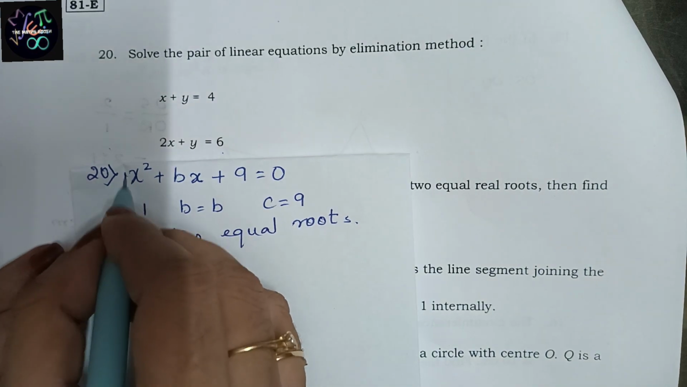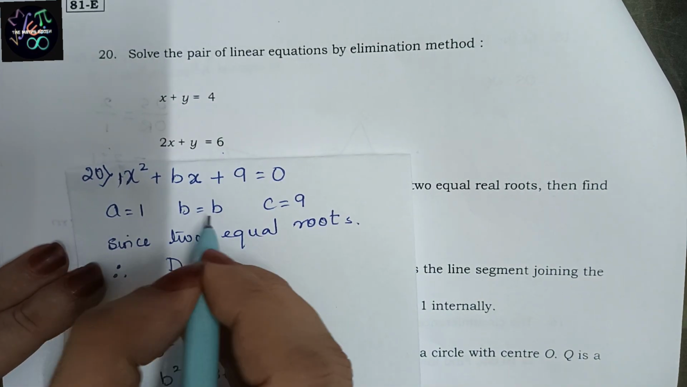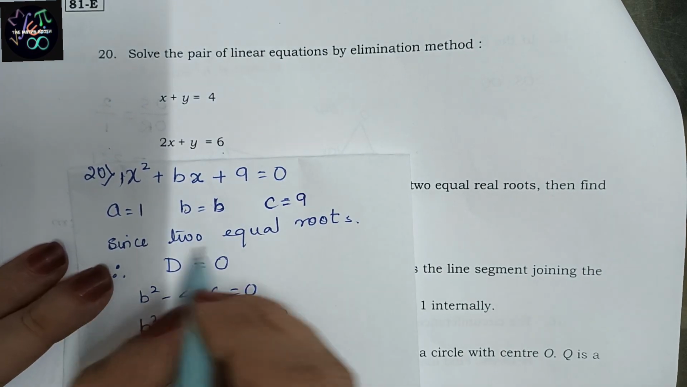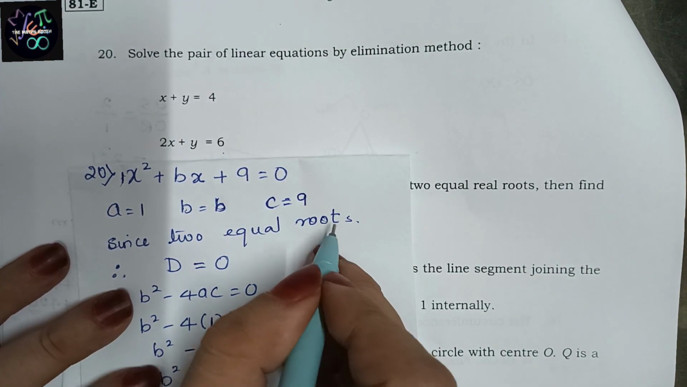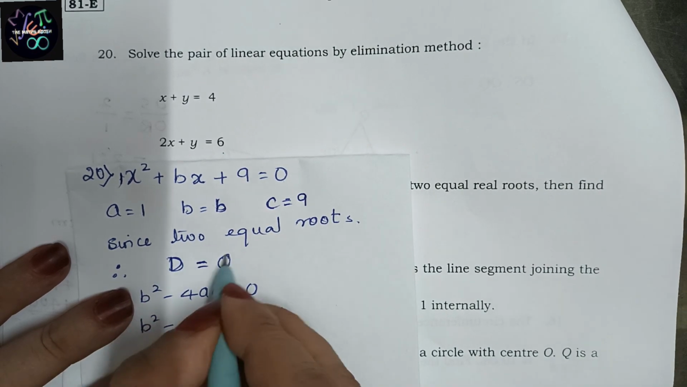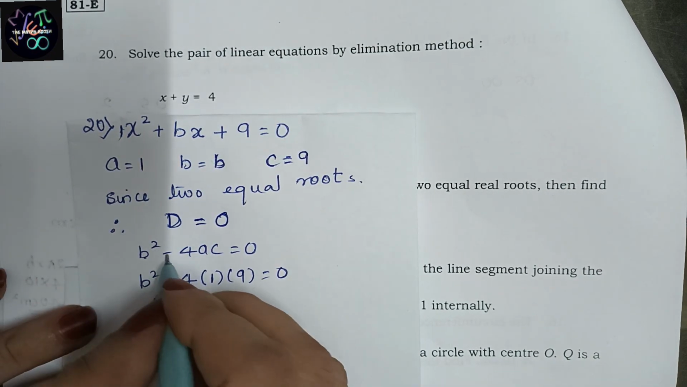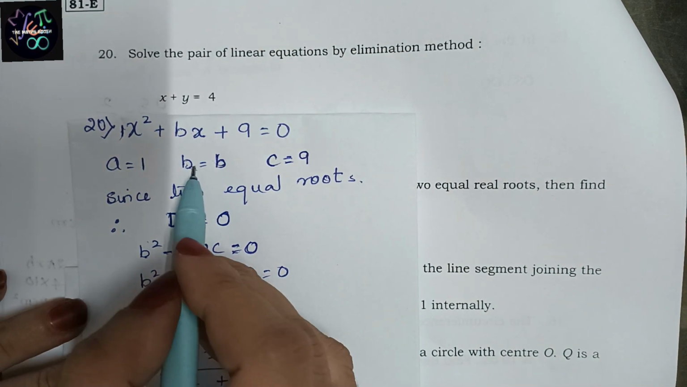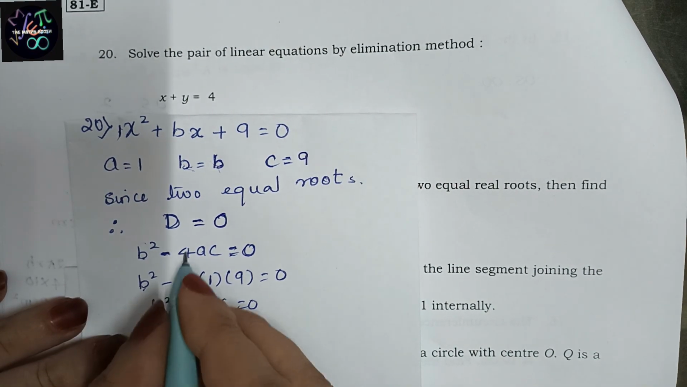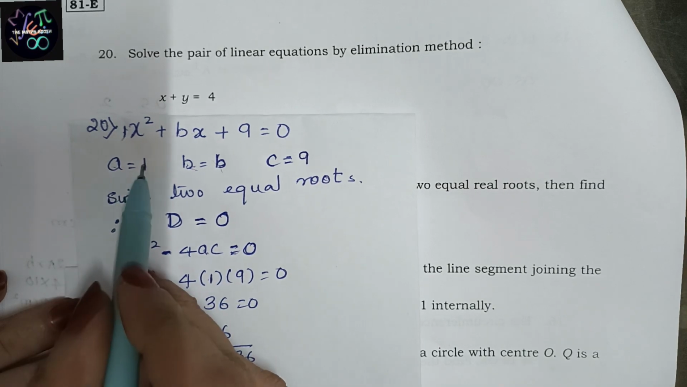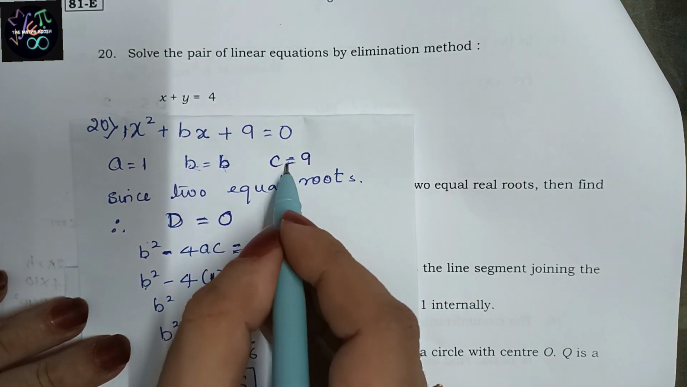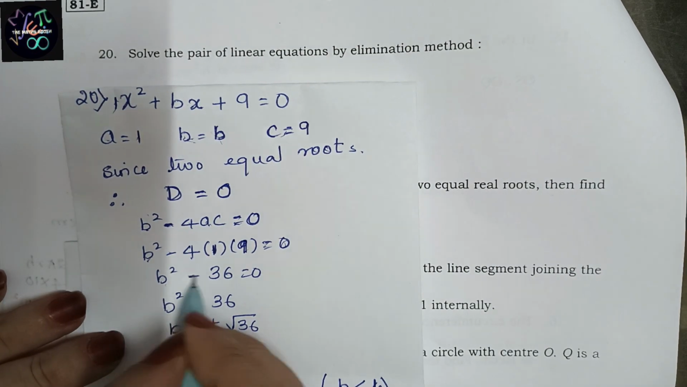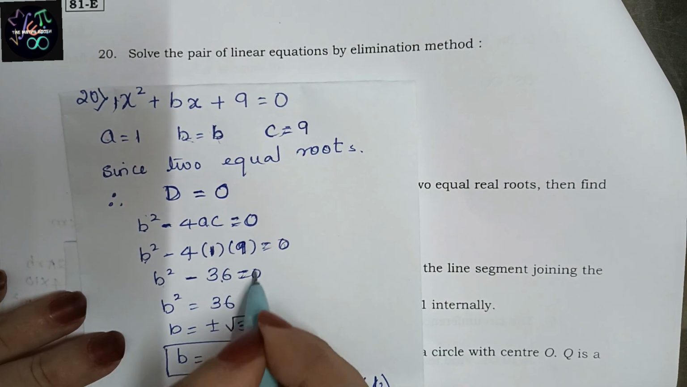So let us see, a is equal to 1, b as it is b, and in place of c it has taken 9. Since the roots are equal, since two equal roots, we know that D equals 0. D value is nothing but b square minus 4ac equal to 0. So b square as it is, because the b value is b only, minus 4 as it is, a value 1, c value 9, is equal to 0. Now b square as it is minus, 9 4s are 36, equal to 0.